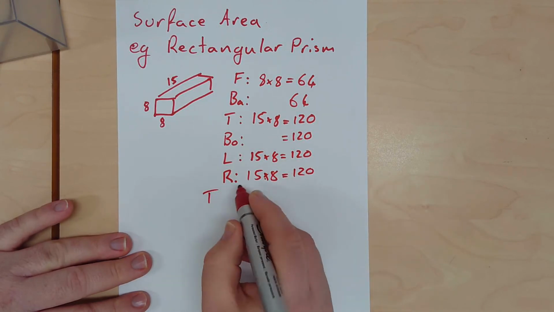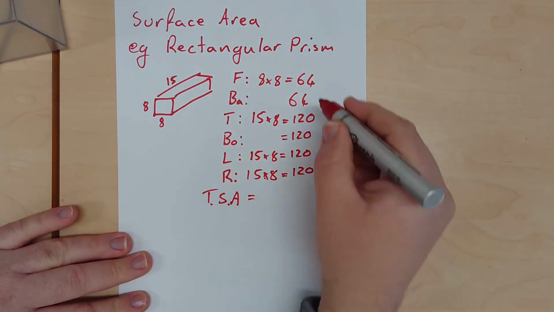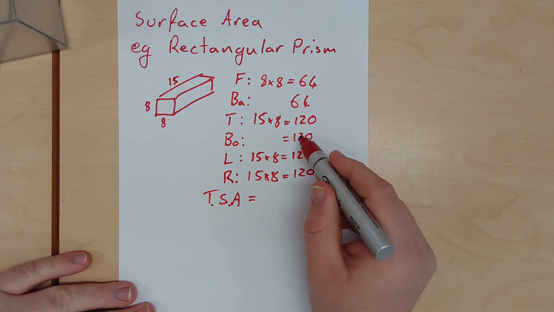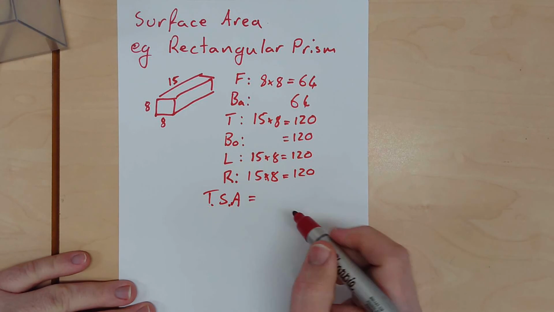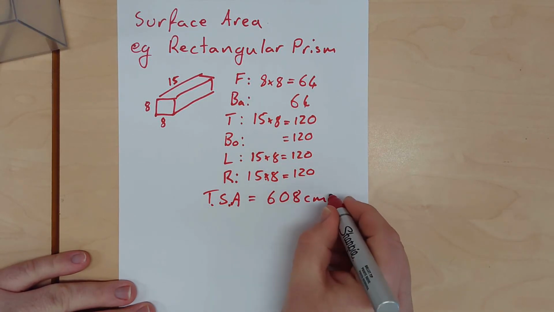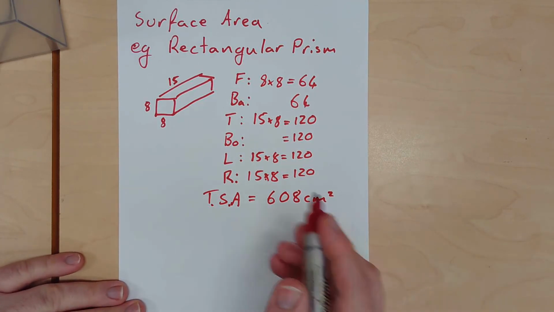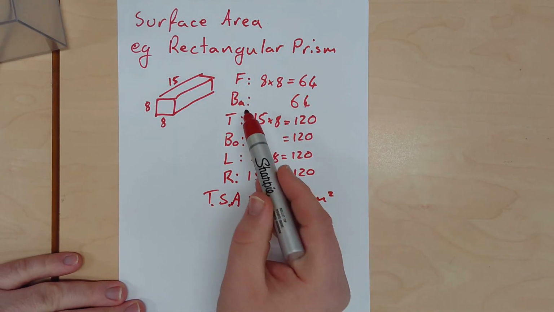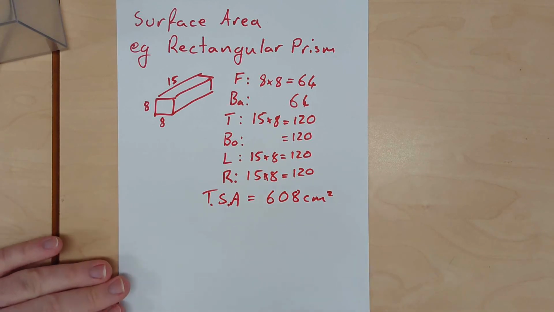And so I get my total surface area. Total surface area equals, and I just have to add all these up. 120 plus 120 plus 120 plus 120 is 480, plus these is going to be 608, and those are all measured in centimeters squared. So that's it. You just have to be really systematic about identifying each of the sides and calculating carefully. Of course, this can get a little bit more complicated.